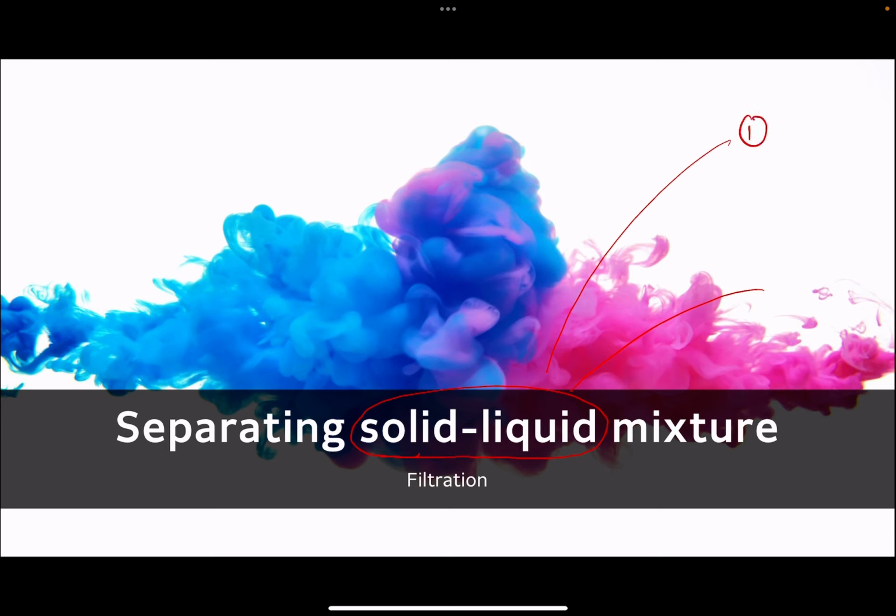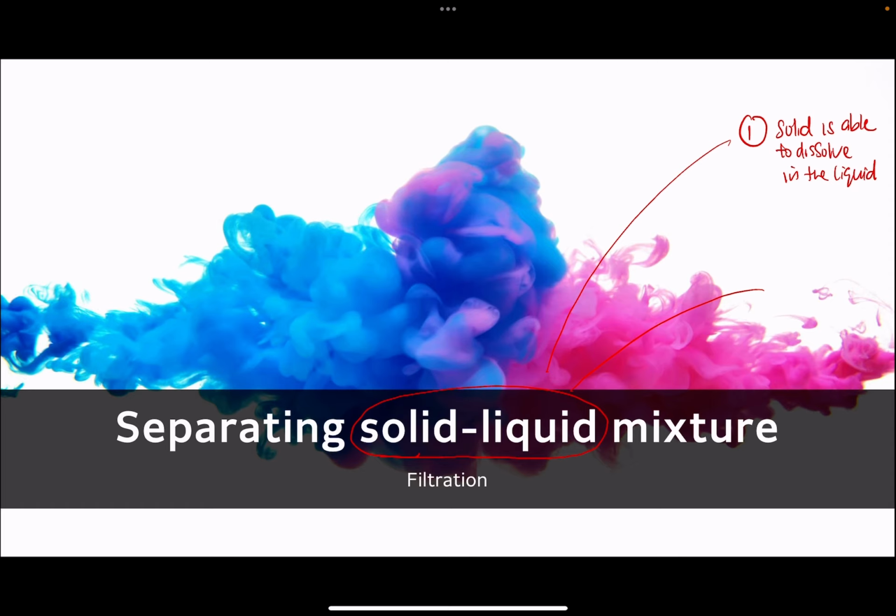Number one, it is first dependent on whether the solid is able to dissolve in the liquid. So if the solid is able to dissolve, there will be a certain group of techniques that will be used. But if the solid is unable to dissolve, or insoluble in the liquid, then there will be only one technique that you'll be using.